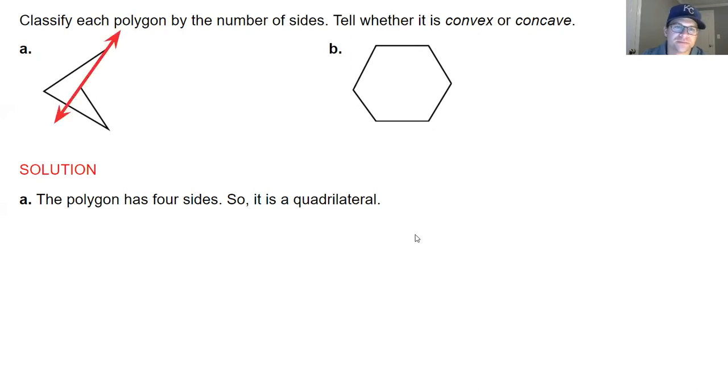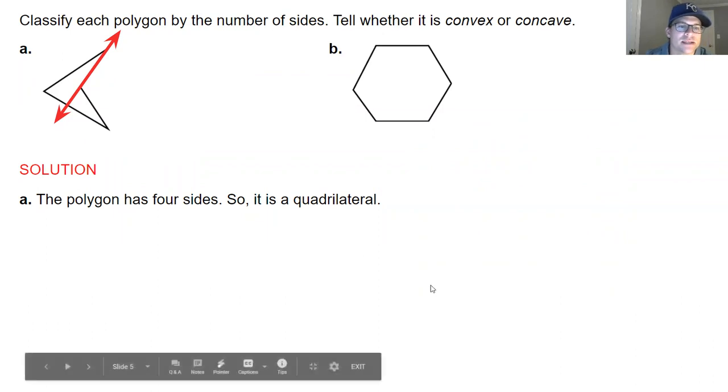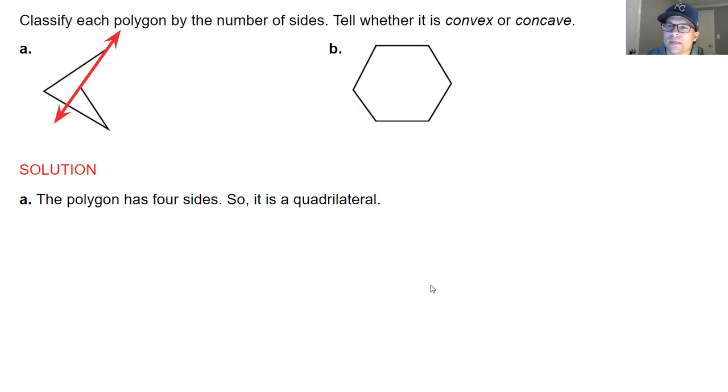Now, to figure out if a shape is convex or concave, I want you to imagine drawing an infinite line overlapping the line segments that make up that shape. So notice this red diagram right here has an infinite line through that shape. And because that line is crossing another line segment at a different part down here at the bottom left-hand area of this quadrilateral, because it crosses, it is considered concave.